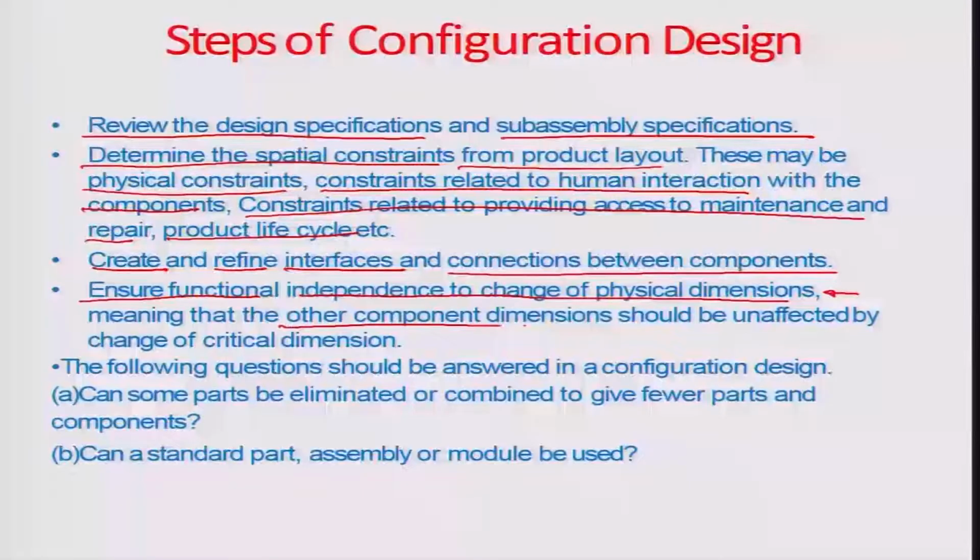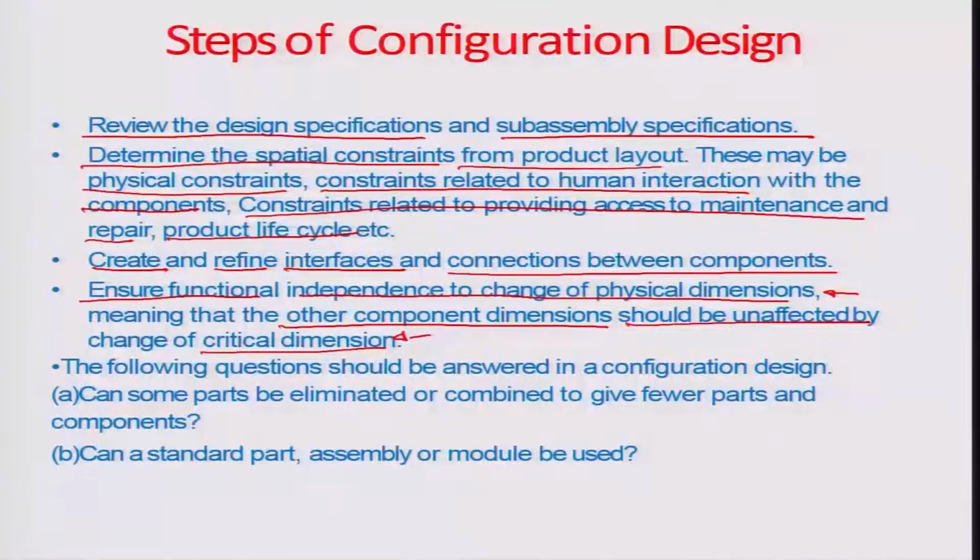So, typically the functional independence should by and large be there if there is any change of physical dimension, and one has to also try that the other component dimensions are not affected significantly if there is a change of a critical dimension of one of the subsystems of a product.